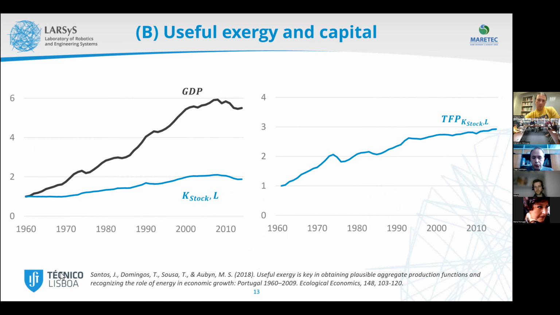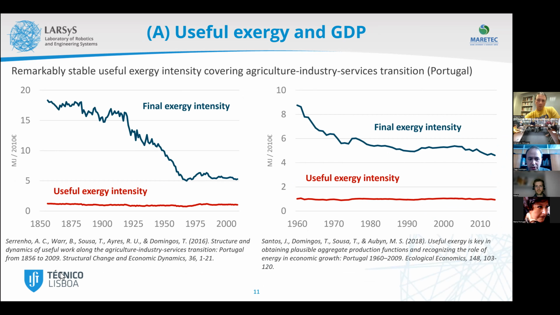Okay, let me move to our second approach. But let me just stress something: conceptually, what I'm doing here is unimpeachable. I'm dividing useful exergy by GDP. These are numbers that are meaningful regardless of the fact that useful exergy is an intermediate good. In fact, not absolutely consistent, but again, we can come back to this later, but almost absolutely consistent.